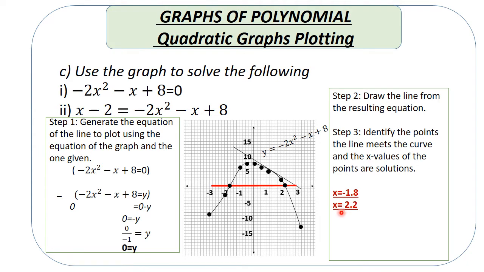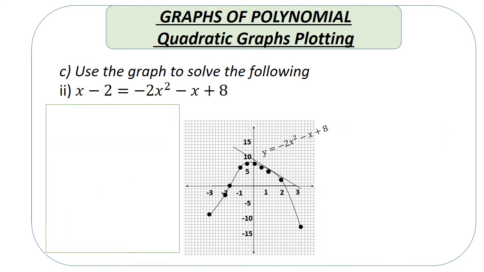All right, so let's go to the second type of question. x minus 2 equals negative 2x squared minus x plus 8. So the steps are similar, but with just a little bit of tweaking to attain certain objectives. So I've just written the second equation, which is x minus 2 equals negative 2x squared minus x plus 8. Then I'll write my equation of the graph, which is y is equal to negative 2x squared minus x plus 8.